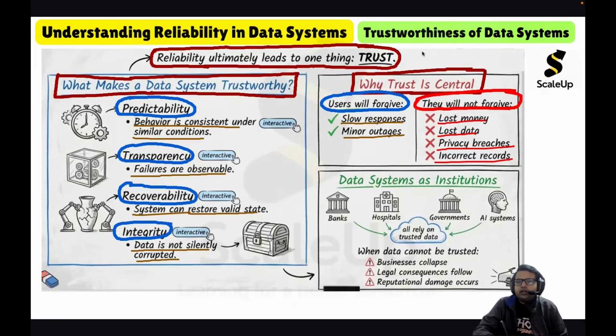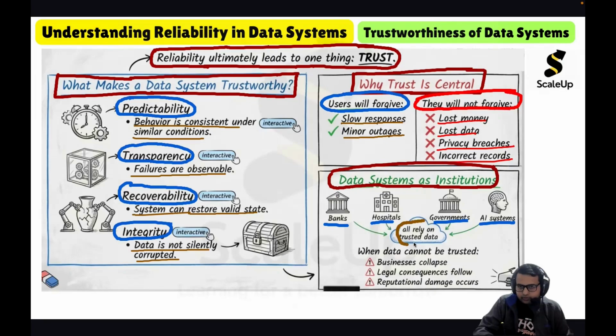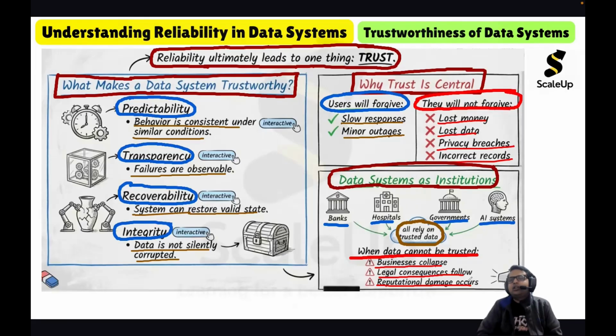So we should treat data systems as institutions. If we talk about banks, hospitals, governments, and AI systems, they all rely on data. They all rely on trusted data, because when data cannot be trusted, business collapses, legal consequences follow, and reputational damage occurs. So for any institution, the data system plays a very important role. Trusted data is the key, because when the data cannot be trusted, then business collapses, legal consequences follow, and reputational damage occurs.